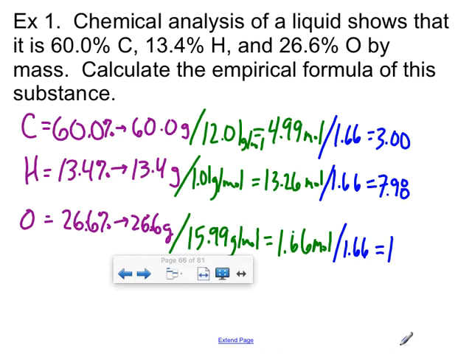So my answer is C3, because look, there's the 3 for the C, H, this is really close to 8, and then O, and it's just 1. So the empirical formula based on these percentages is C3H8O. Isn't that incredible? Just from a bunch of percentages, you could figure out the empirical formula. I don't know about you, but I think it's pretty cool.